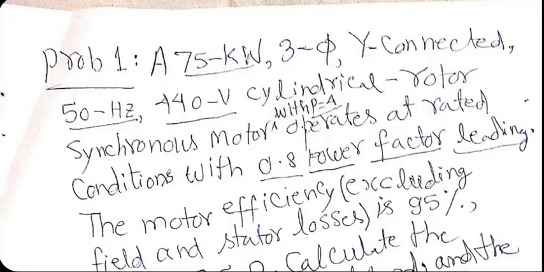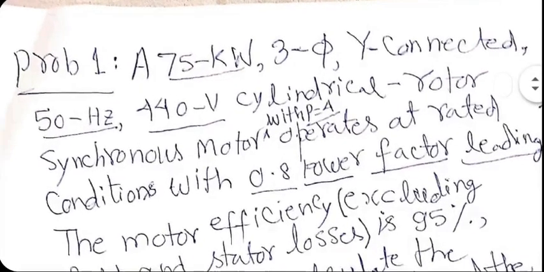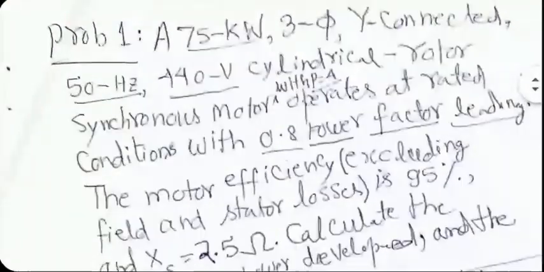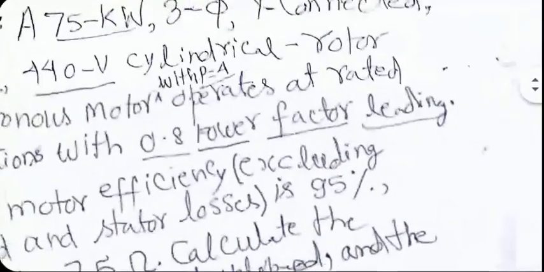A 75 kilowatt, that means rated output power is this. 3-phase means three phase. It's a Y connected 50 hertz, 440 volt cylindrical rotor. So salient poles are not being used. It's a high speed rotor, it seems. 440 volt is the line to line voltage supplied to the stator, magnitude, of course. With P equal to 4, number of poles is 4, operates at rated conditions with 0.8 power factor leading.